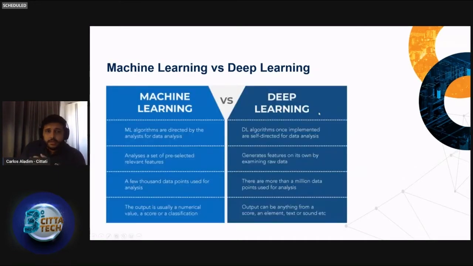Another way that we can differentiate machine learning from deep learning is the output. In machine learning, the output is usually a numerical value, a score, or a classification. Now, in deep learning, the output can be a score, an element, a sound, or a text, or whatever.